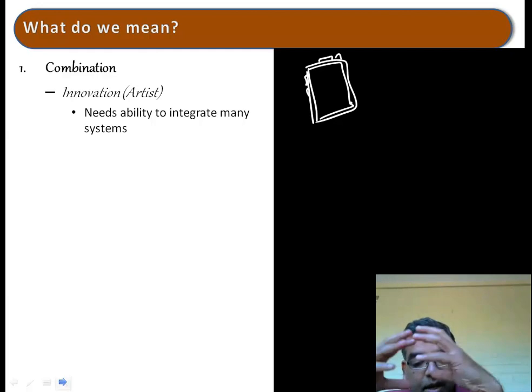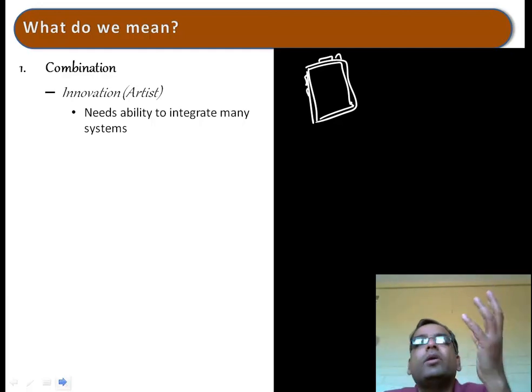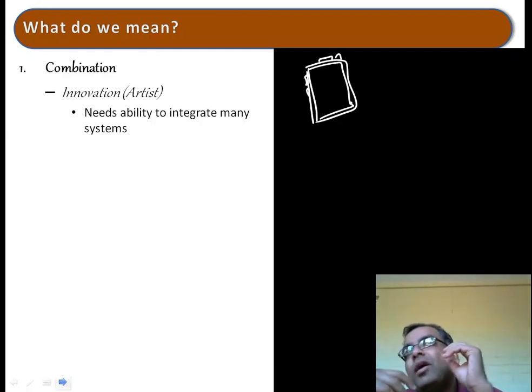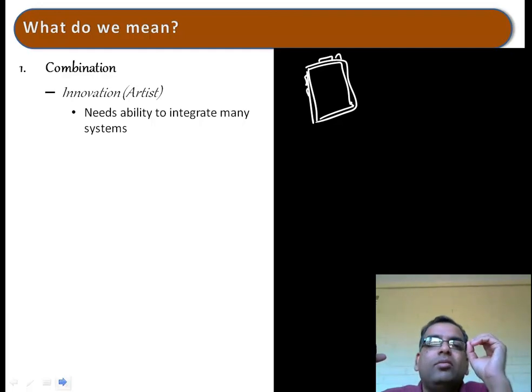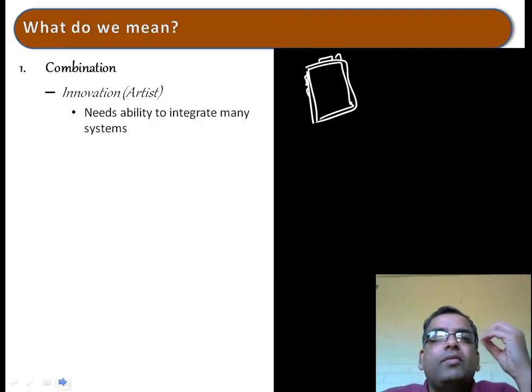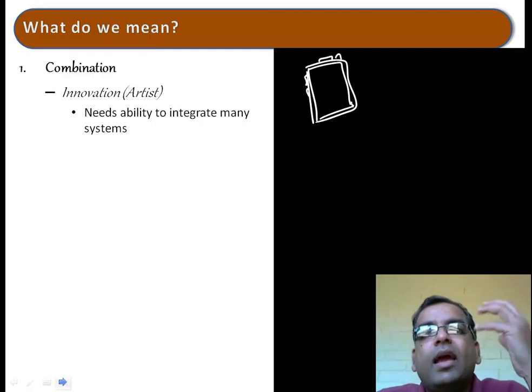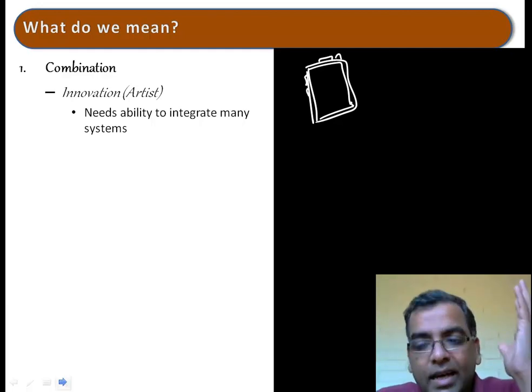An artist needs the ability to integrate many systems. You have to be able to say, okay, the iPhone has to have a camera in the front, a camera in the back, switches, this, that. How do I put it all together? So this is the integration part.